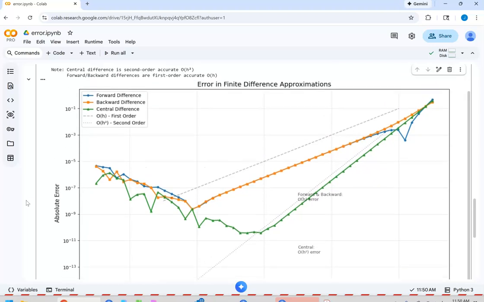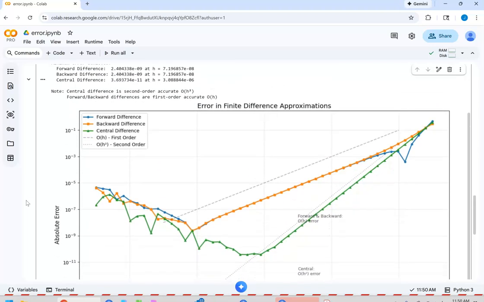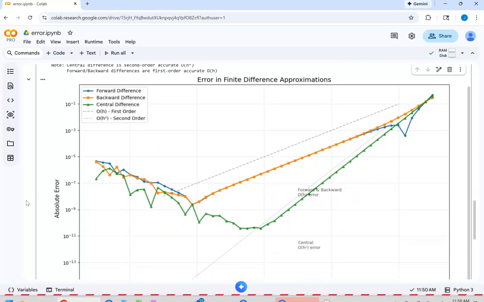You can see the errors. So what this did is it plotted these different things. You need to read this from right to left because the values for h are getting smaller, so it's getting closer to 0, and closer to 0 will be to the right.